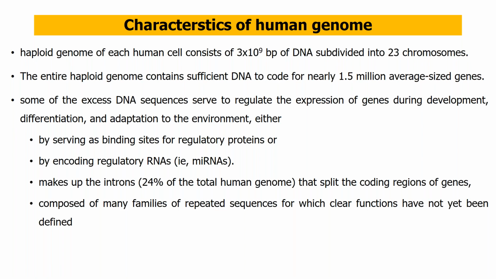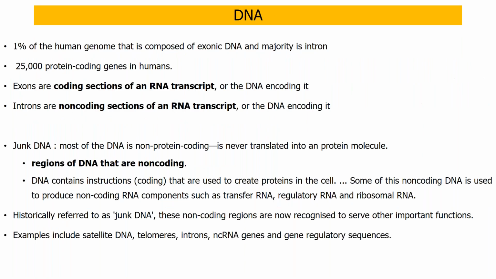It is made up of introns. It is composed of many families of repeated sequences. Now we will talk about these repeated sequences. I told you about junk DNA: junk DNA is the part of the DNA which is non-protein coding. It is never translated into a protein molecule. Exons, as we discussed earlier, are the coding sections of the RNA transcript, and introns are the non-coding sections. So junk DNA is the non-coding part which is never translated.